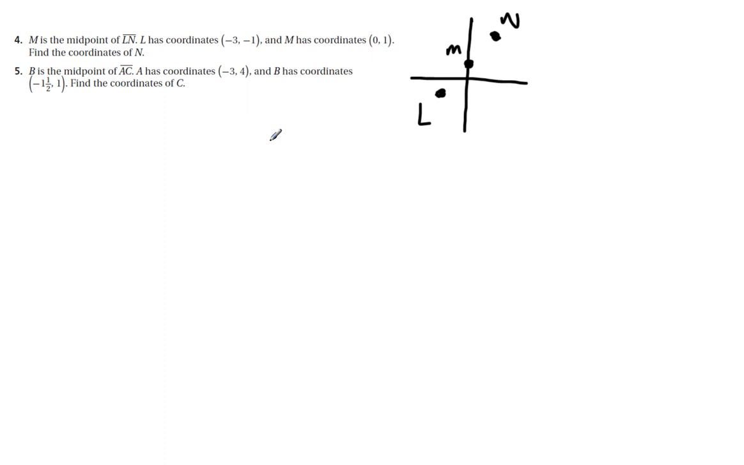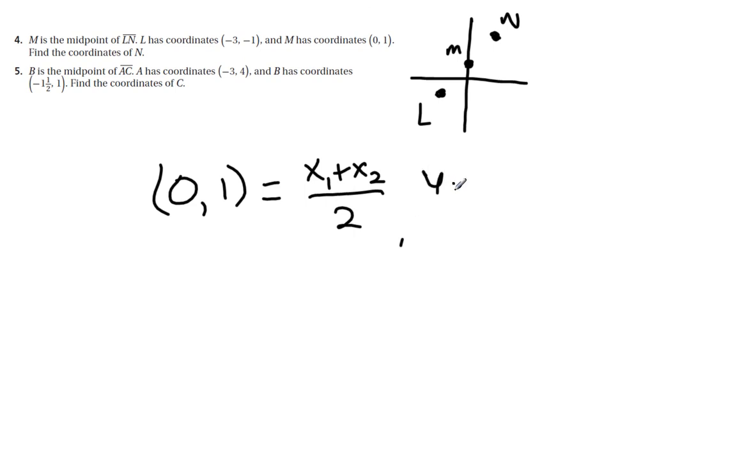But just for fun, let's do it the mathematical way. What we say is we use a formula. We already know our midpoint is 0, 1, and that's equal to x1 plus x2 divided by 2, y1 plus y2 over 2. Now let's call L x1, y1, and let's just substitute those numbers in, and let's do it with a different color because we're cool like that. So this is -3, -1.